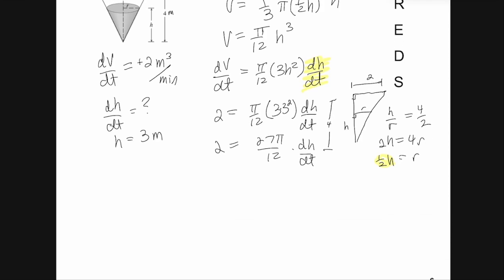Now, 27 pi over 12, they're both divisible top and bottom by 3. Let's make that a little nicer. That would be 9 pi over 4 dH/dt. So all we got to do is flip over that 9 pi over 4, flip it, and take it to the other side. So that would become 8 over 9 pi is our dH/dt. And what are our units? That would be meters per minute. dH tells us it has to be the length stuff on top, meters. The dt on the bottom tells us we have to have time in the bottom. So that is meters per minute.